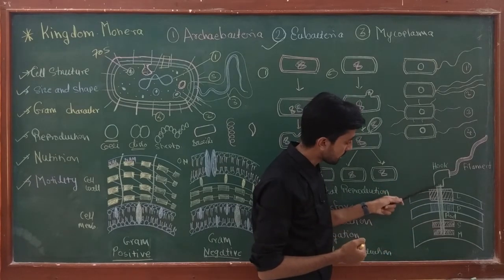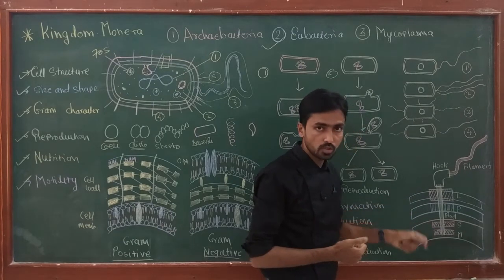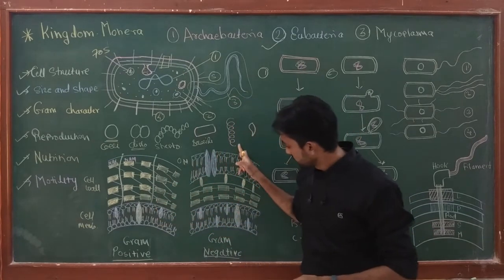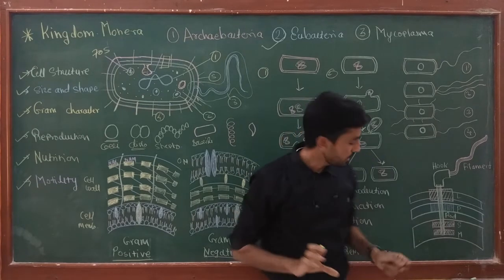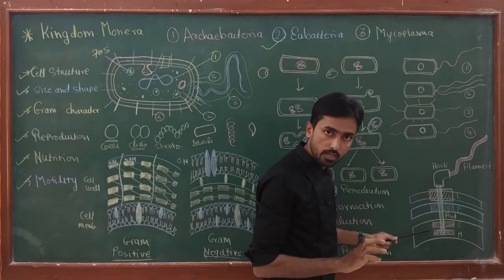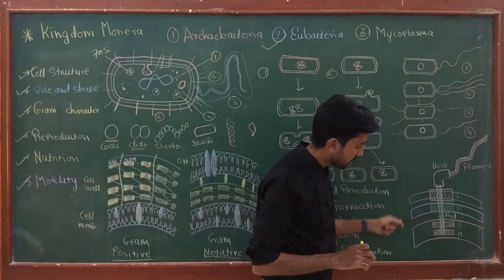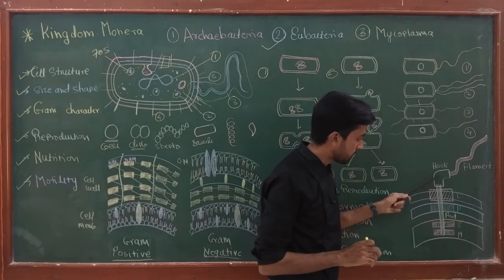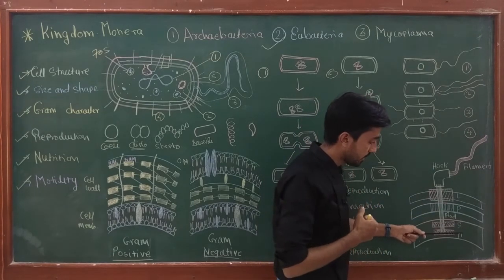Now the hook is attached to the central rod, and this rod is inserted into the cell wall and cell membrane of the bacteria. If it is a gram-negative cell wall and cell membrane, then you can see four different types of rings attached to the rod of the flagella. These four rings are the L ring, P ring, S ring, and M ring.